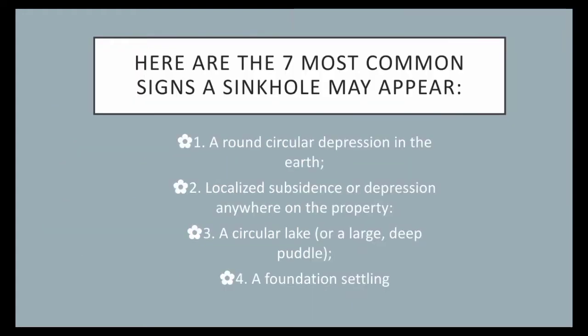So next ay kailangan nating malaman kung ano ba yung mga signs na may sinkhole sa isang lugar or kung saan pwedeng magkaroon ng sinkhole para naman alam natin kung saan yung kailangan nating iwasan at kung ano yung kailangan nating gawin. So first sign a sinkhole may appear is a round circular depression in the earth. So gaya lang sa mga nakikita natin sa mga pictures ng sinkholes, yung mga round circular depression na merong open space ay pwedeng magkaroon ng sinkhole.